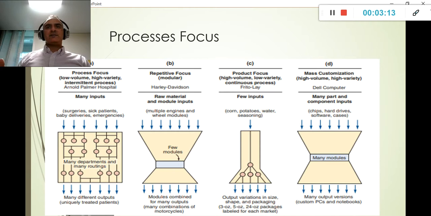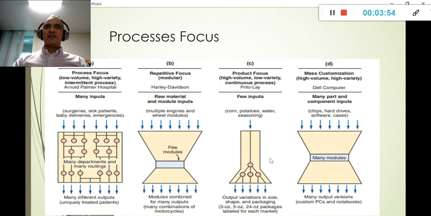Here we have another one, which is a product focus. So here we have high volume, low variety. Bear in mind that in this one the modules can change, and we have a lot of variety. For example, we have inputs like chips: corn, potatoes, water, seasoning, right? They go here and then we put variations in terms of size, shape, and packaging. Maybe some things in the seasonings may change, but they are small things. With one potato chip, I can make the onion one, the cheese one, whatever flavor you like. But in the end, it remains the same one.